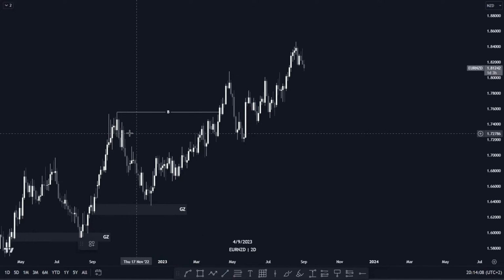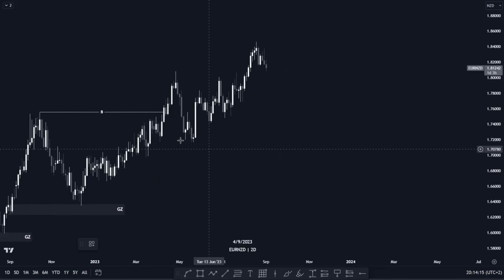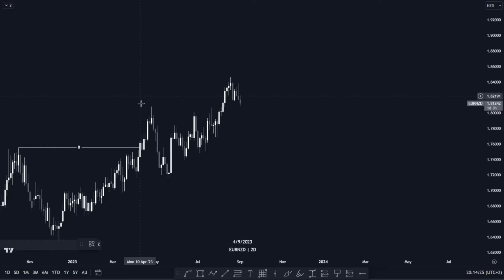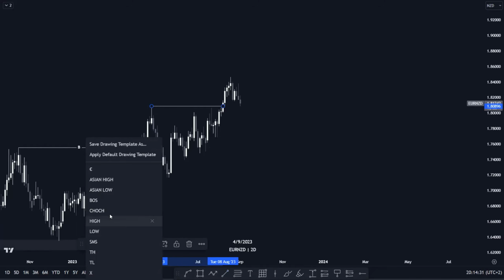As you can see here, price has been creating our higher highs and higher lows, and price managed to not return to our higher low here and push to the upside, creating a new higher high, forming a beautiful break of structure.